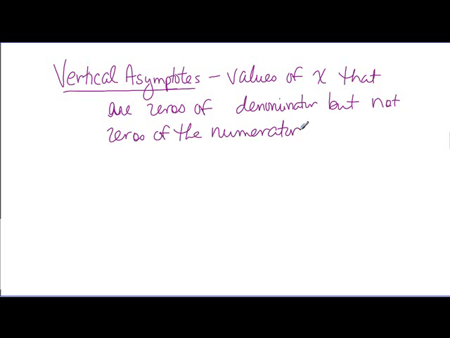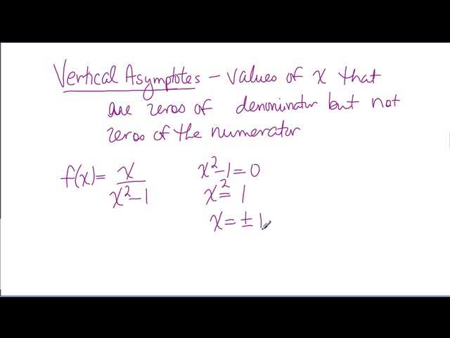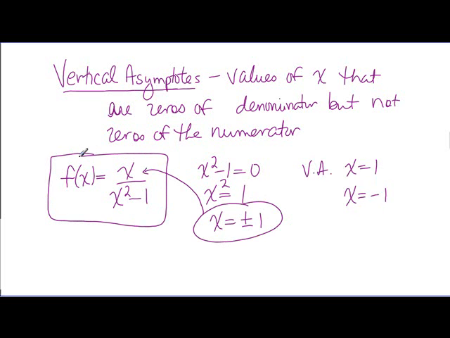So if we have a function, let's just look at one: x over x squared minus 1. We're going to think about what values of x make x squared minus 1 equal to 0. Of course, we can solve that. We get x is equal to positive and negative 1. As long as these values of x do not also make the top of that fraction equal to 0, then we have a vertical asymptote where x is equal to 1 and where x is equal to negative 1. So this particular function has two vertical asymptotes.